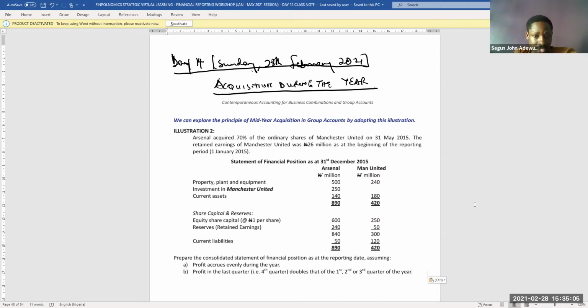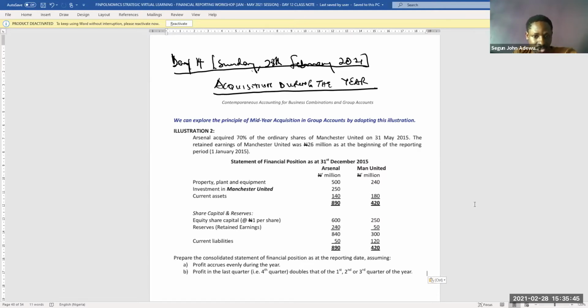Current assets, Arsenal, 140 million naira. Manchester United, 180 million naira. The total is 890 million naira for Arsenal and 420 million naira for Man United. Share capital and reserves. Equity share capital at 1 naira per share. 600 million naira for Arsenal, 250 million naira for Man United. Reserves, that is retained earnings, 240 million naira for Arsenal, 50 million naira for Man United.